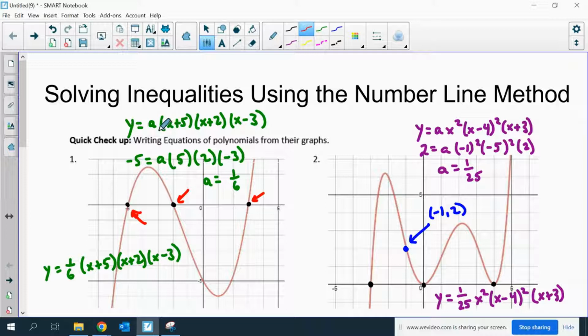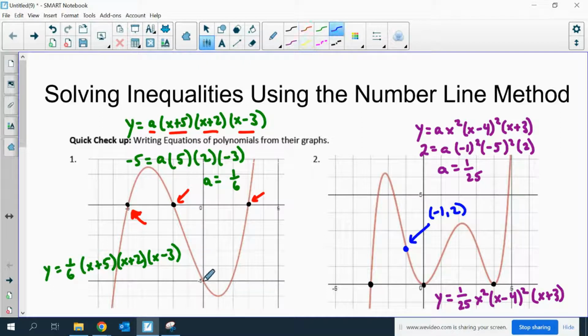So you would write the equation as y equals a, which we have as some unknown multiplier in the beginning, times x plus 5 times x plus 2 times x minus 3. So those come from -5, -2, and +3 being zeros of the function. We write it in factored form.